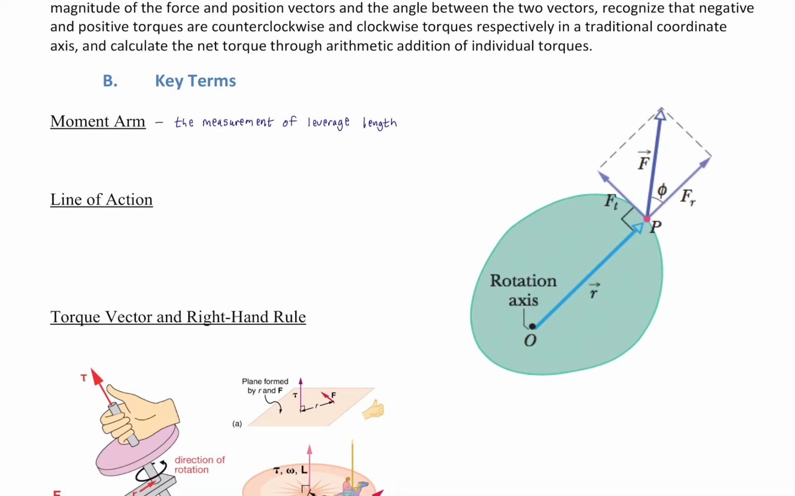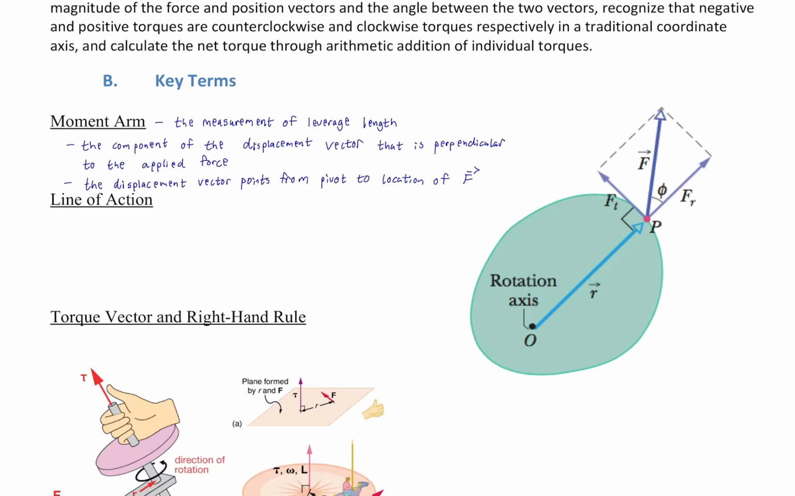Okay, so what do we want to consider? Well, the moment arm is the measurement of leverage length. So if I have, for example, a wrench or a lever, the length of that real-life tool would be the moment arm. That's just the physics term for that idea. Specifically, it is the component of the displacement vector that is perpendicular to the applied force. That'll become more obvious in the picture in just a moment.